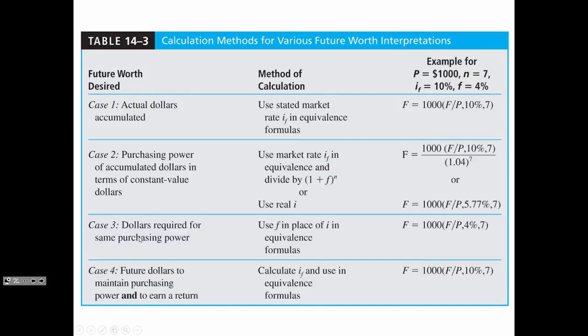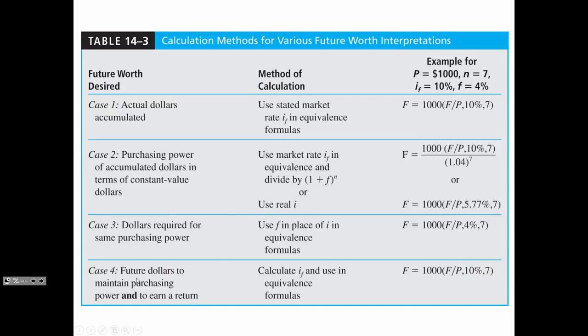Case 3 is where you're trying to find out how much you would have to put into the bank now for a certain amount of purchasing power in the future. And you'll notice that they're using the 4% interest rate for that because that is the rate of inflation. If you want to know the purchasing power of this $1,000 you've got today in the future, how many dollars you'd need, then you apply the 4% interest rate.